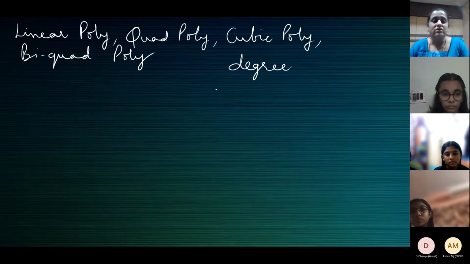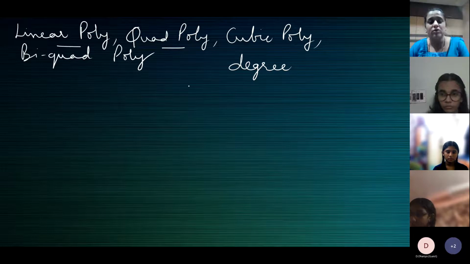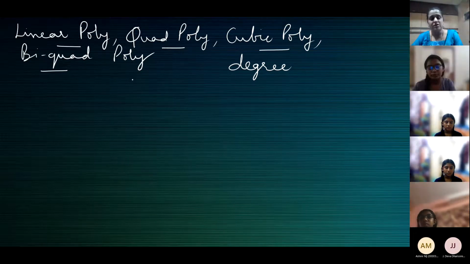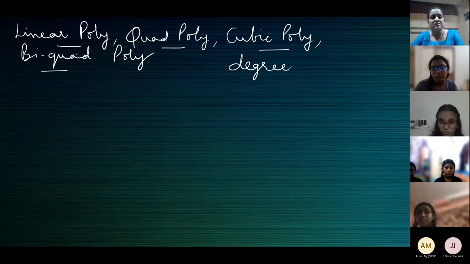When the degree of the polynomial is 1, we call it a linear polynomial. When the degree is 2, we call it a quadratic polynomial. When the degree is 3, we call it a cubic polynomial. And when the degree is 4, we call it a biquadratic polynomial. So these names are based on the degree of the polynomial.